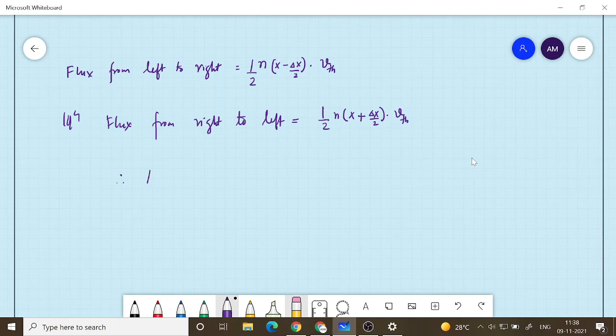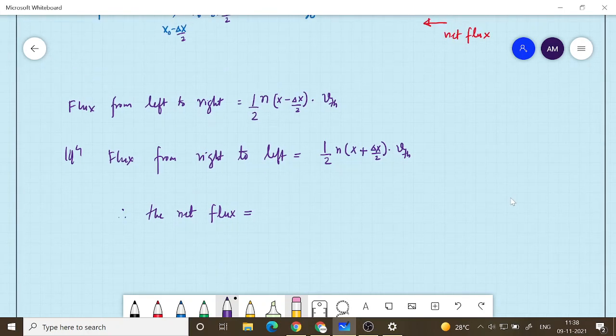Therefore the net flux is what? Let me write it as the difference between the second minus the first, that is half of n of x plus delta x by 2, written in the direction of increasing x, into V thermal, minus half of n of x minus delta x by 2 into V thermal.